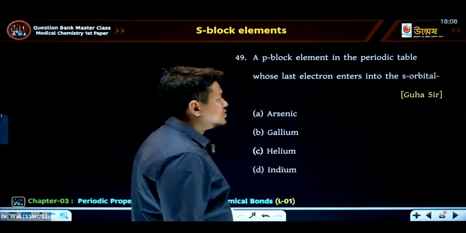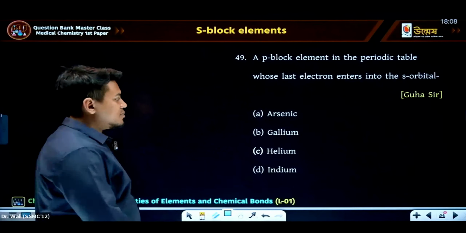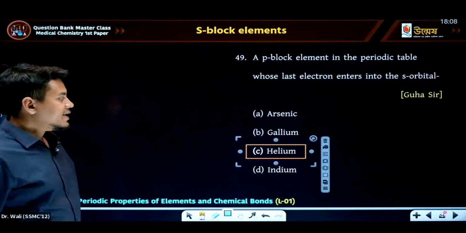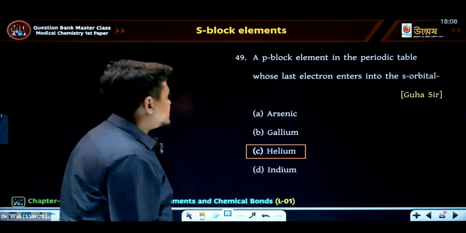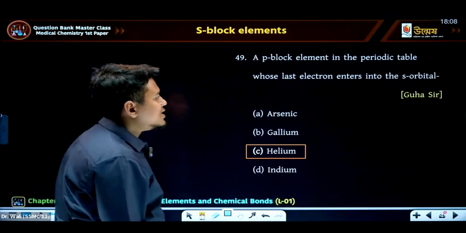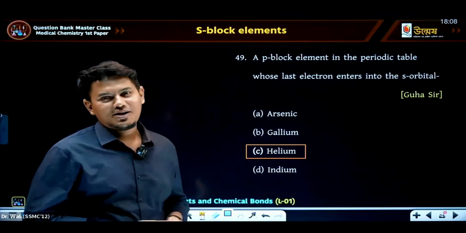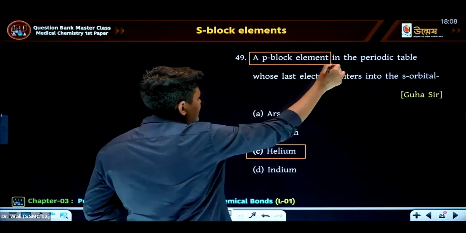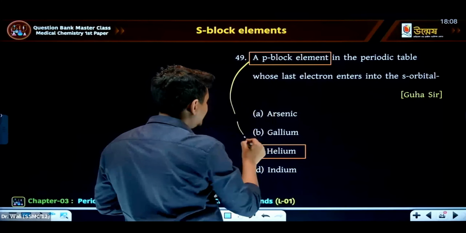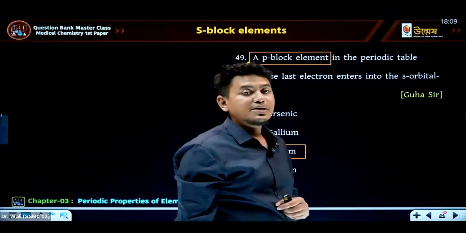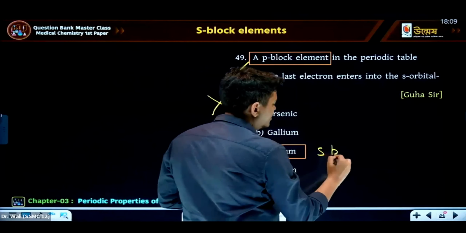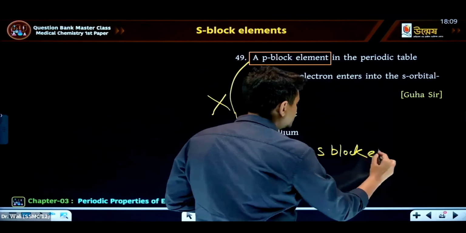A p-block element in the periodic table whose last electron enters the s orbital. I mean, which one is the s-block element? It is certainly helium, because arsenic, gallium, indium are p-block elements. But actually, the question is wrong. I mean, it was designed in a wrong way because helium is not a p-block element. This question is scripted in a wrong way or mistakenly typed. Helium is not a p-block element. Helium is an s-block element. You should know that.